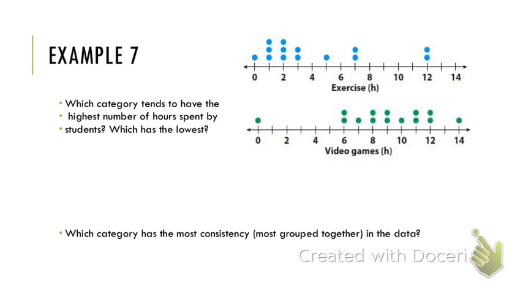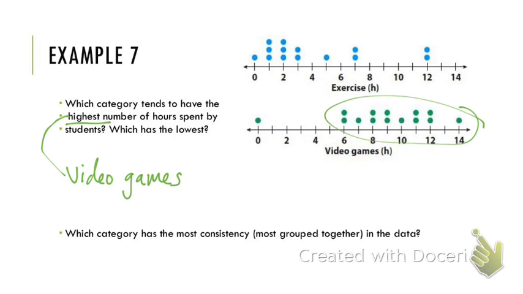Okay, last question. Which category tends to have the highest number of hours spent by students and which one has the lowest between exercise and video games? Which category has the highest number of hours spent would be which one? Video games. If you look at the graph, there's more in the higher regions. And then the lowest would be exercise.